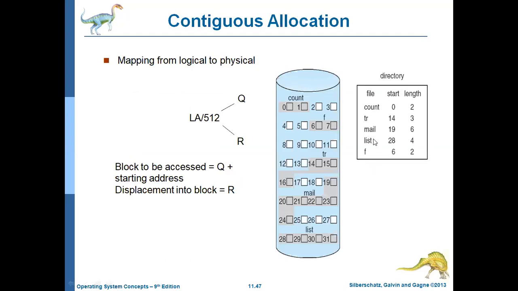Assume this is my secondary storage, this is my directory structure, and these are my different files. Count is my file, which starts at 0 and its length is 2. TR is another file which starts at 14 and its length is 3: 14, 15, 16, these three are allotted. Mail starts at 19 and the length is 6. Similarly 1, 2, 3, 4, 5, 6.